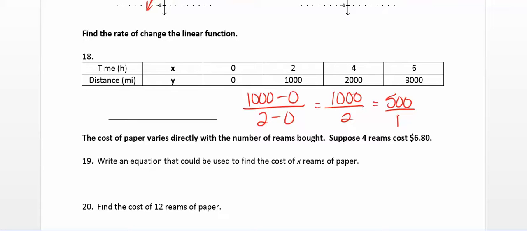And when we write rate of change, we're always talking about some sort of unit. So it's 500, and the y was on top, so it's miles per hour. You always want to make sure that you reduce your rate of change and that you have units.